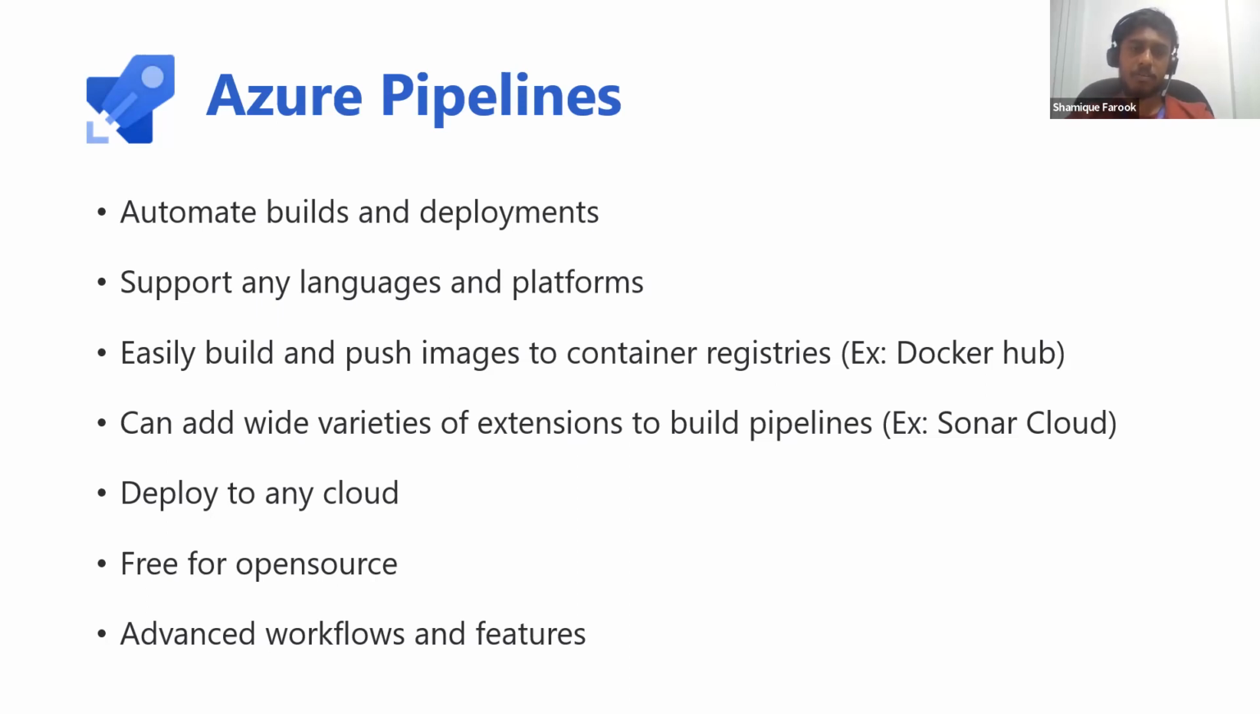For example, SonarCloud, which is a static code analysis tool. We can integrate SonarCloud into our build pipeline as well to check the code and perform code quality checks. And also we can deploy to any cloud. Azure Pipelines does not rely only on the Microsoft cloud, it supports any cloud, including AWS and GCP.